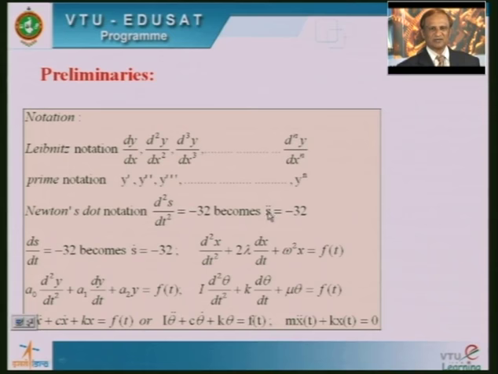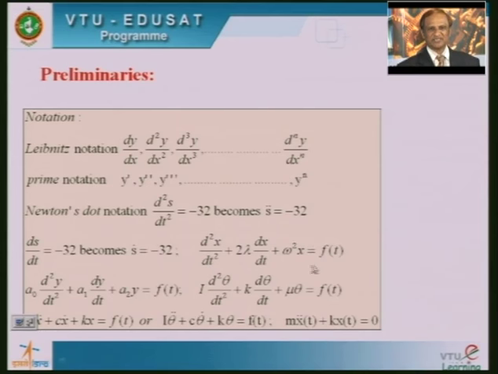S double dot indicates d square s upon dt square. Or for an equation like this, ds by dt is equal to minus 32, you can denote s single dot is equal to minus 32. Single dot represents ds by dt, clear, right. Or an equation like this, d square x upon dt square plus 2 lambda into dx by dt plus omega square x is equal to f of t, clear.